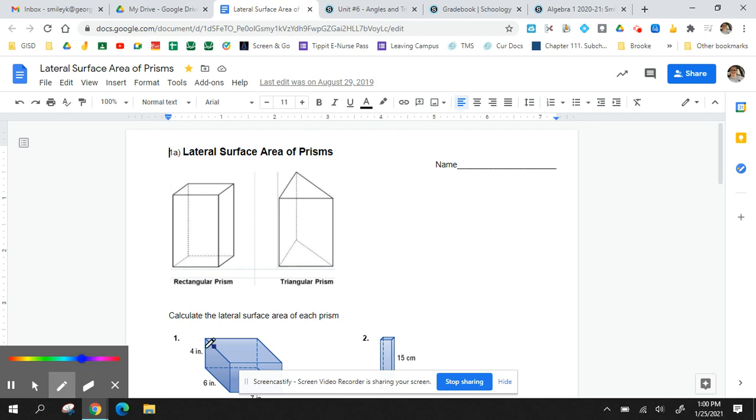Hey everyone, today we're going to look at lateral surface area of prisms. We have two different types of prisms we look at. We look at rectangular prisms, which is over here on your left side, and we look at triangular prisms over here on the right side.